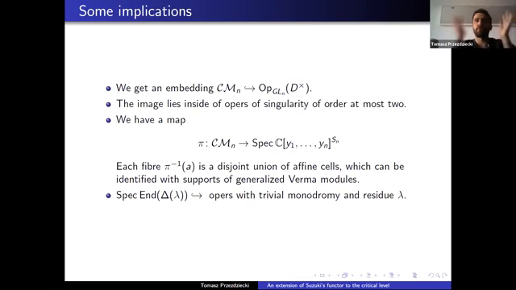So these opers, you can think of them as some conjugacy classes of differential operators, so that they have a certain order. And so all of them will have singularity of order at most 2. And we also have a map. As I mentioned before, there are these symmetric polynomials in the Y's. They live inside of the center of the Cherednik algebra. So there is a map from the Calogero-Moser space to this quotient. And so each fiber is a disjoint union of some.